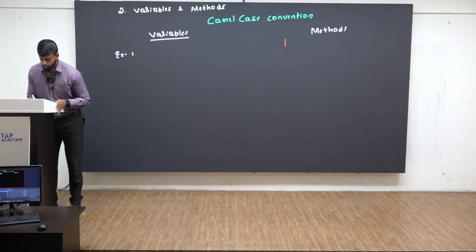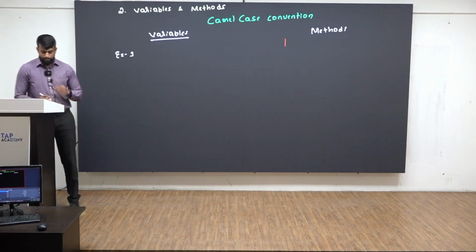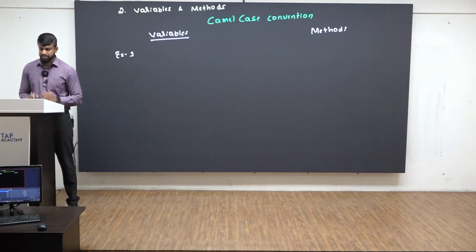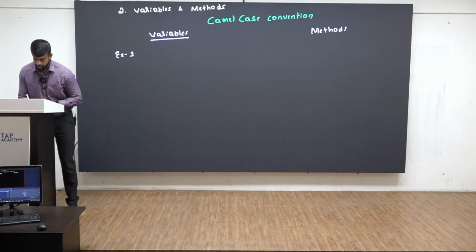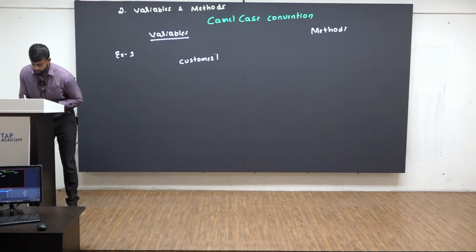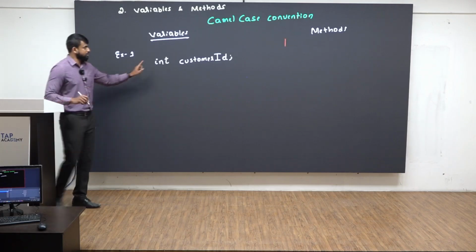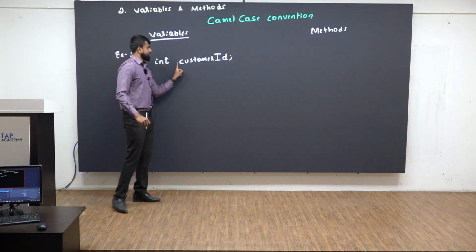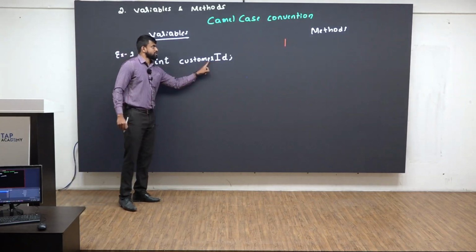Example number 1. Maybe customer ID is the name of the variable. How to give it? Customer, like this. ID is one more word. You should write I capital and afterwards D. And customer ID will be 1, 2, 3, and that is why I'm telling it as integer.